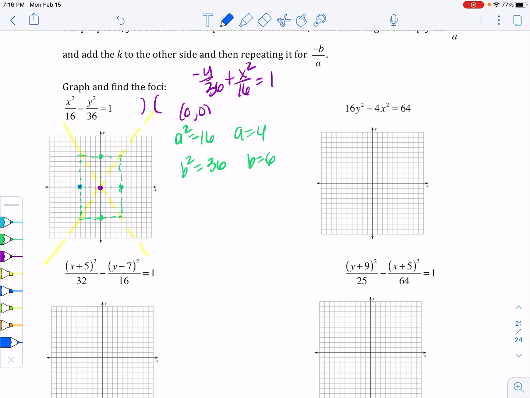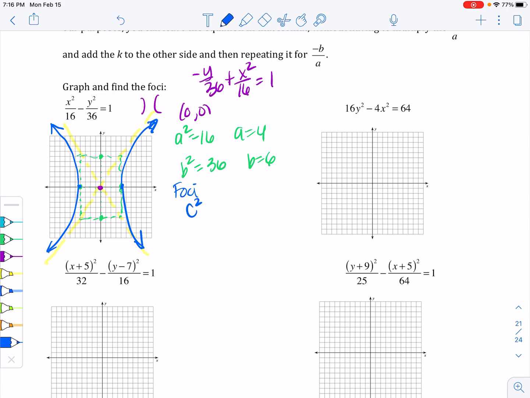So I'm just going to start here, and then I pull towards the asymptotes, and that gives you your hyperbola. Now we also can find the foci. Our foci are from the center, and then we add our c value. So we first have to find the c value.